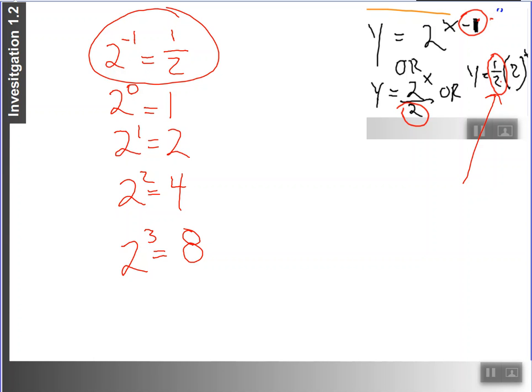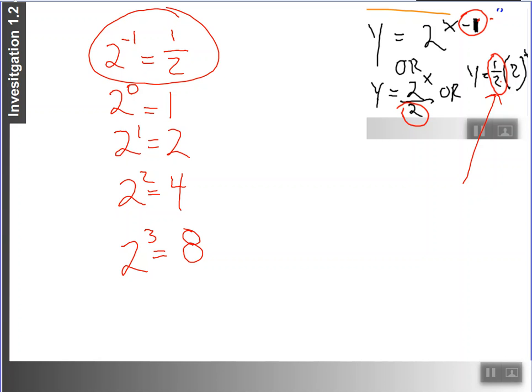Lauren has her hand up. Yes, Lauren? I do know that answer. So the question was, why does a negative exponent not equal a negative number?